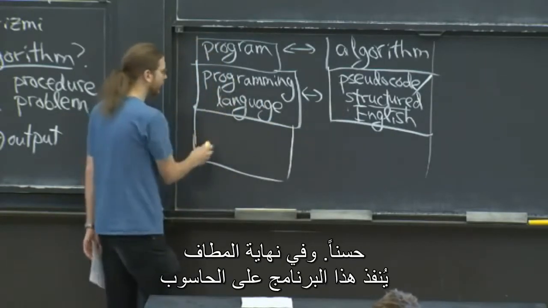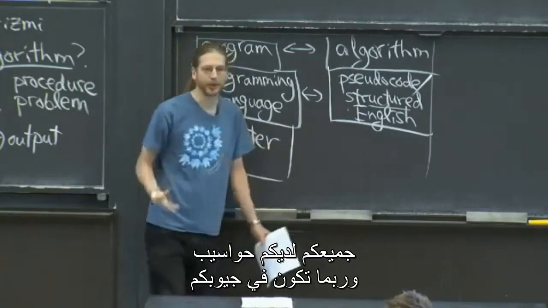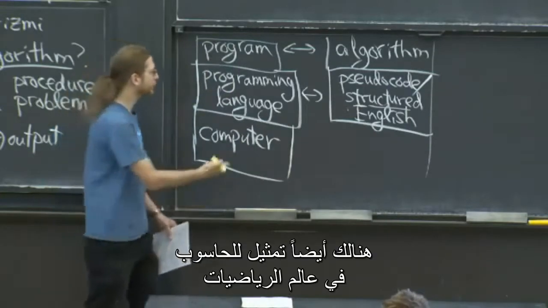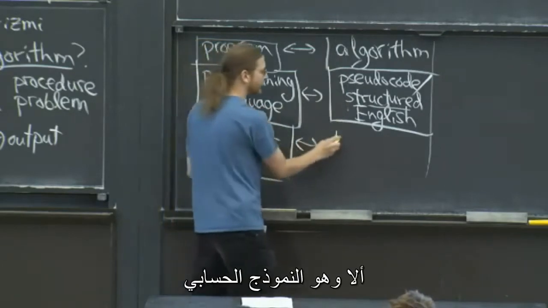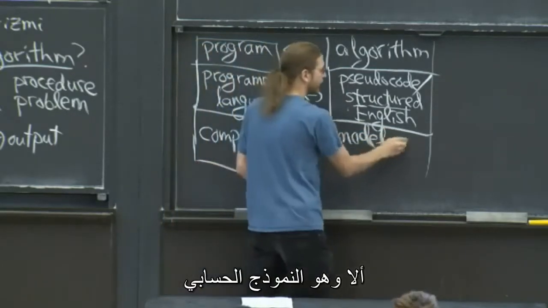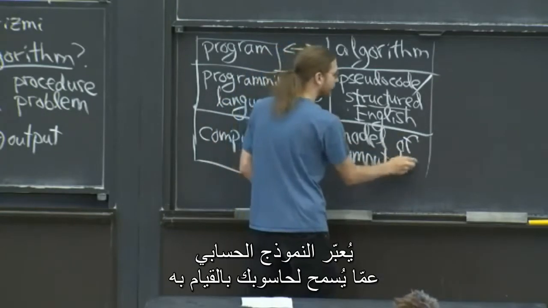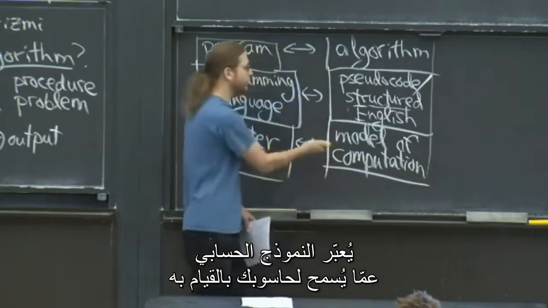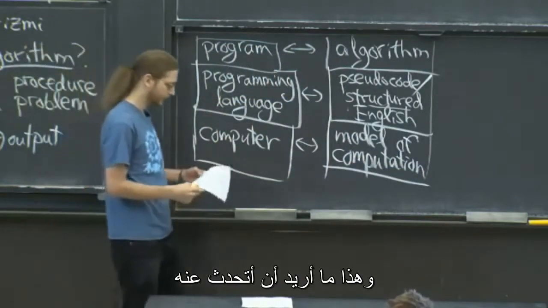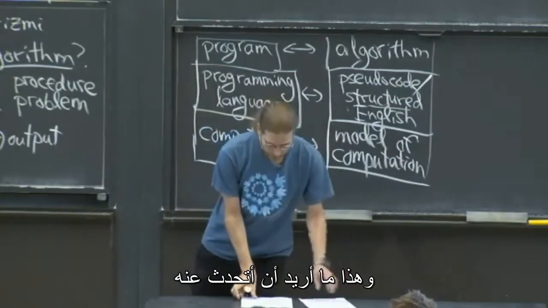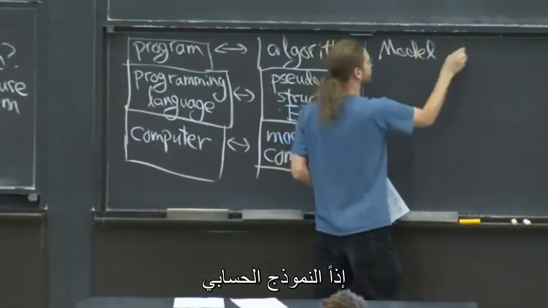Okay, and then ultimately this program runs on a computer. You all have computers probably in your pockets. There's an analog of a computer in the mathematical world, and that is the model of computation. And that's the focus of the first part of this lecture. A model of computation says what your computer is allowed to do, what it can do in constant time, basically. And that's what I want to talk about here. So, model of computation.